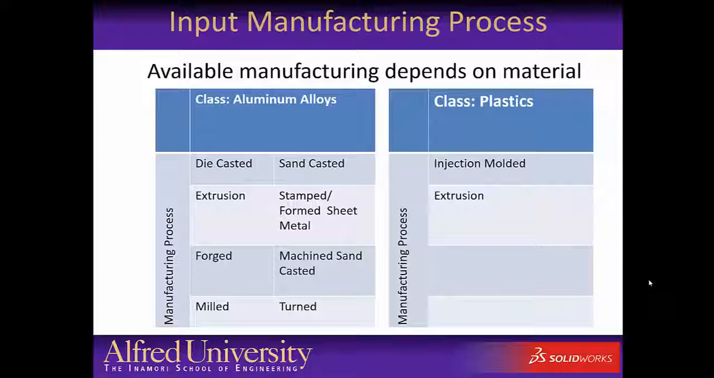Once you've selected the material, you'll then have to select a manufacturing process by which to make your part. The available manufacturing processes depend on the kind of material that you select. Aluminum alloys can be, for example, die cast or sand cast, extruded, forged, milled, or turned. Plastics can be injection molded or extruded. I urge you, if you're performing the sustainability analysis for this project, to evaluate these different options.